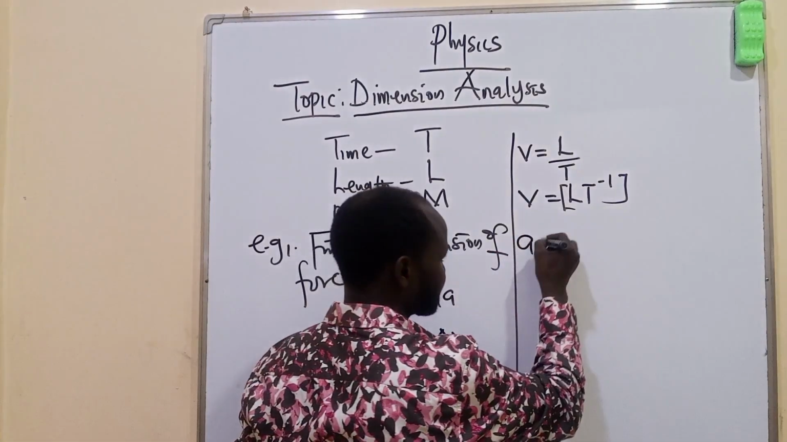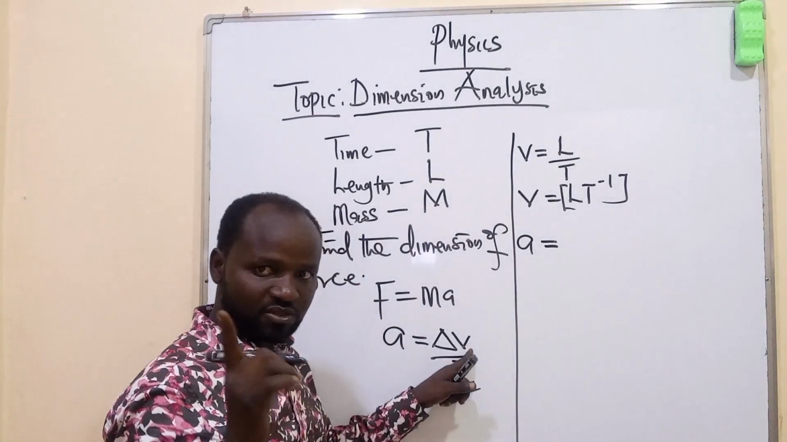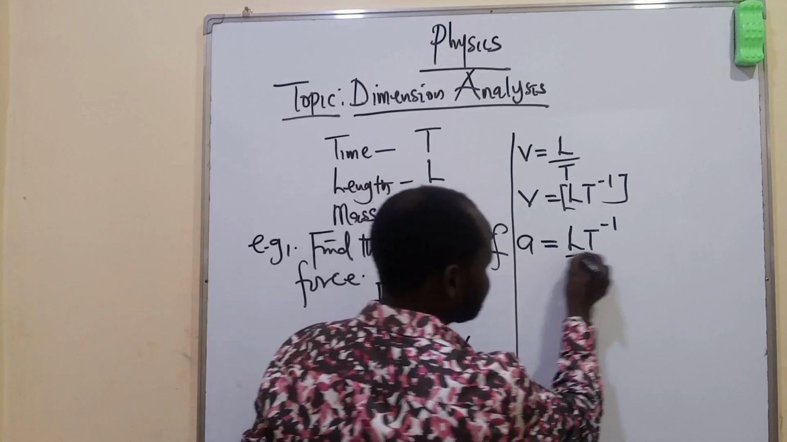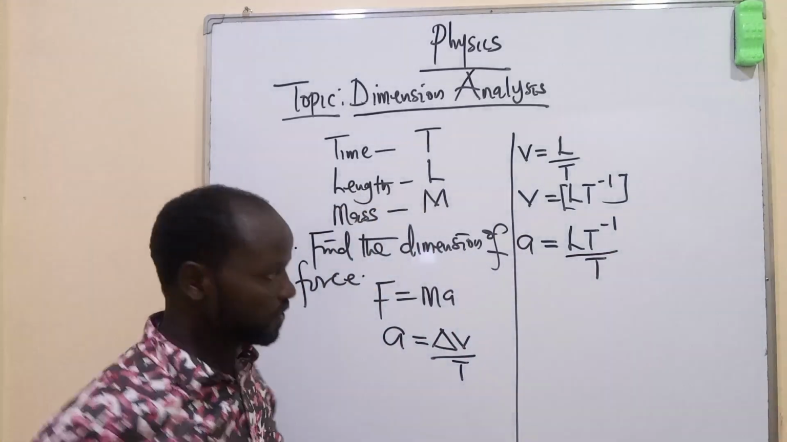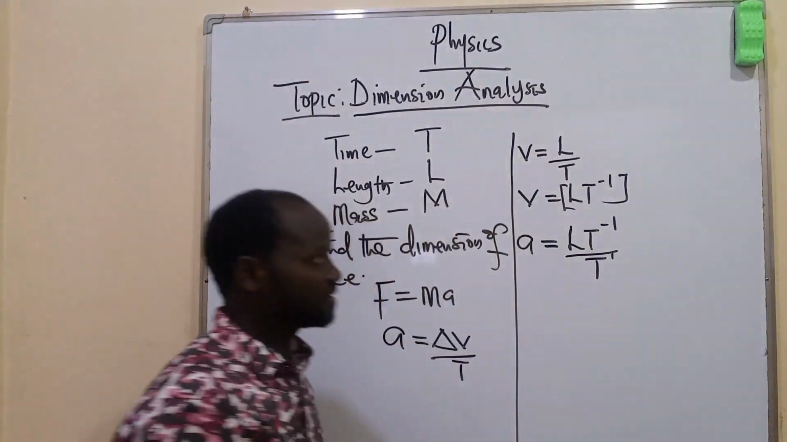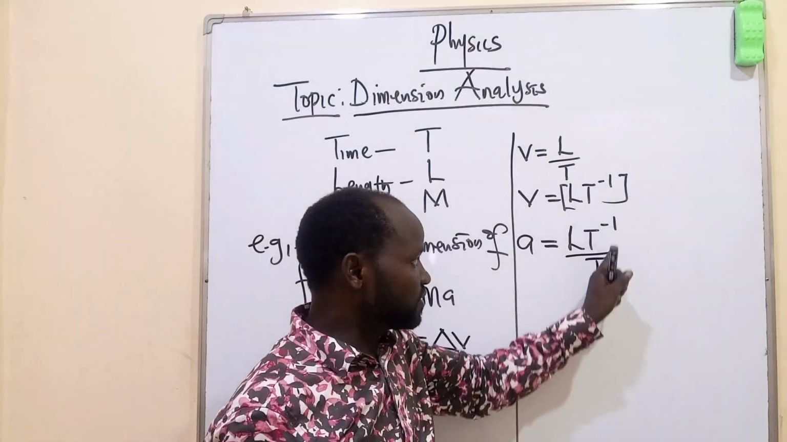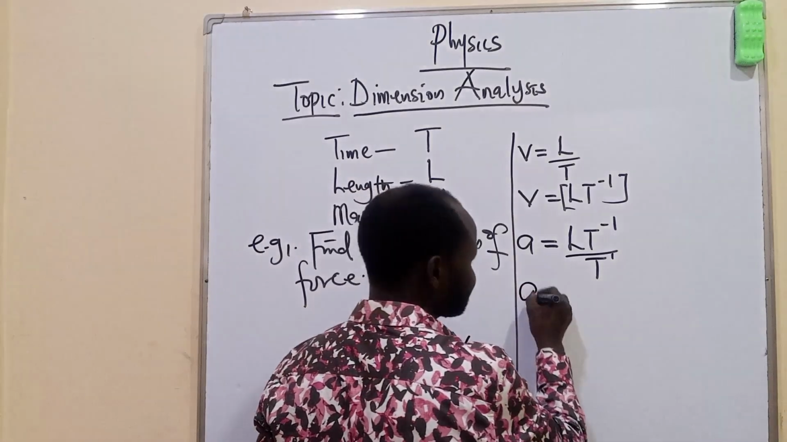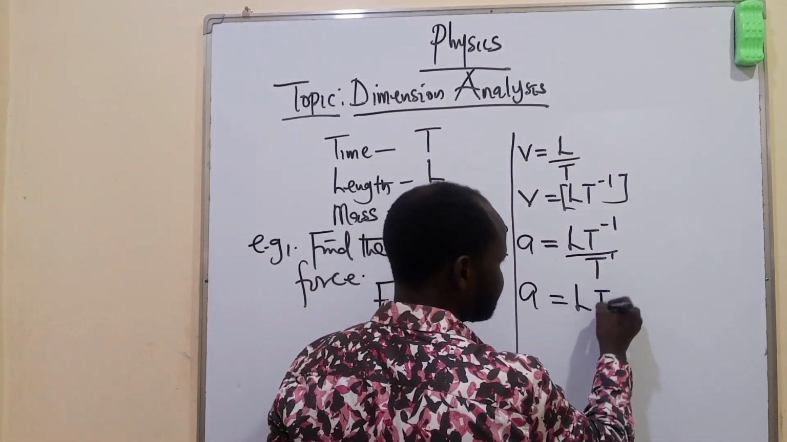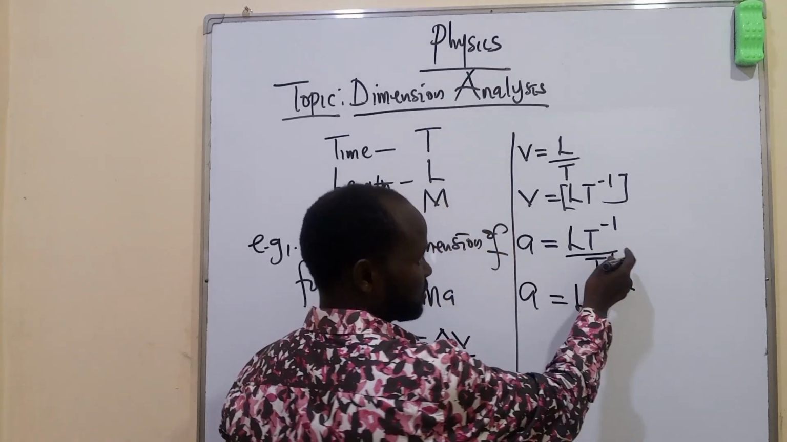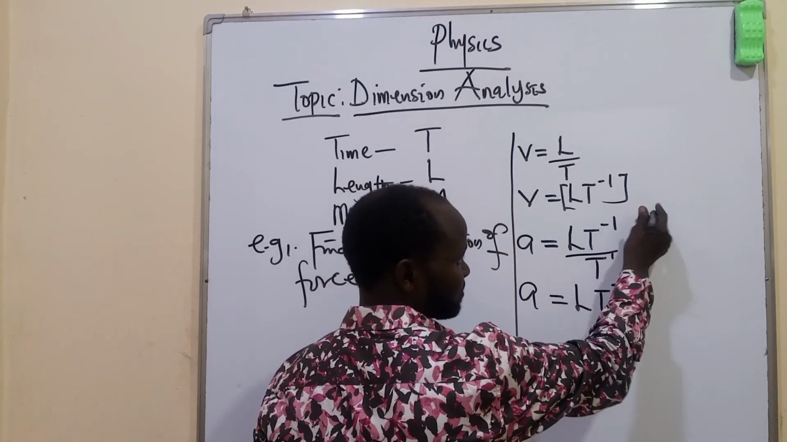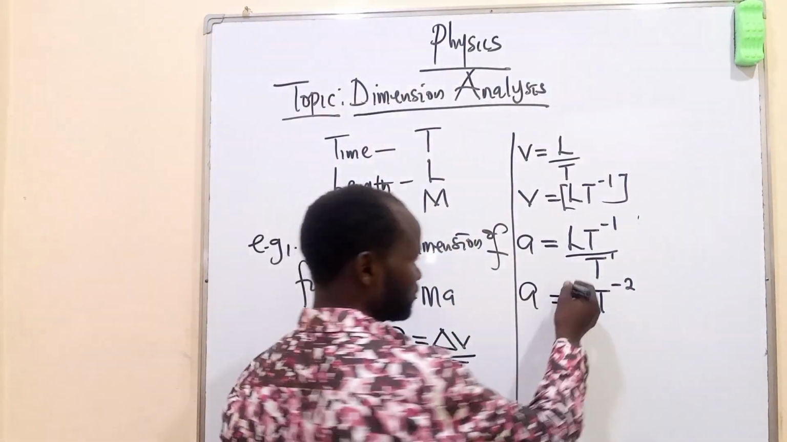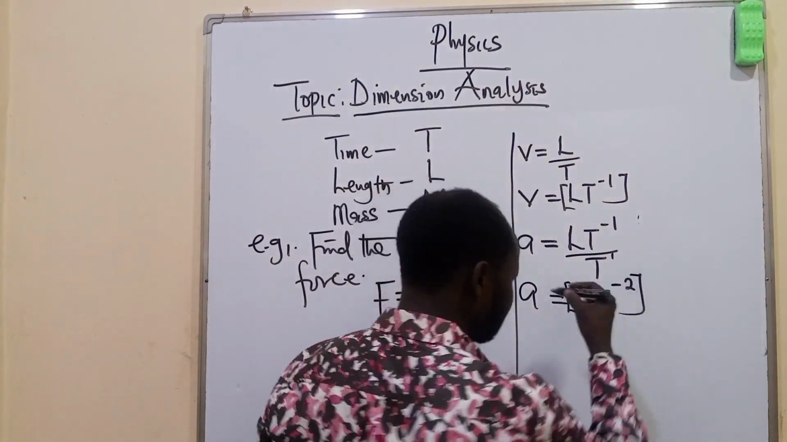Acceleration now will be change in velocity, but the dimension for velocity is LT^-1 divided by T. This T has a power of 1, and if we take this T up, the positive power will become a negative power. So the dimension for acceleration will be LT^-2, because minus 1 minus 1 will be minus 2. So this will be the dimension for acceleration.